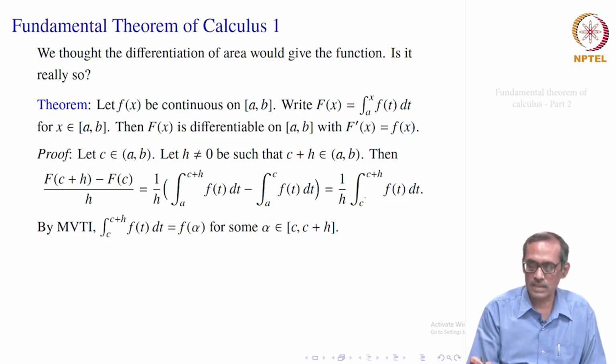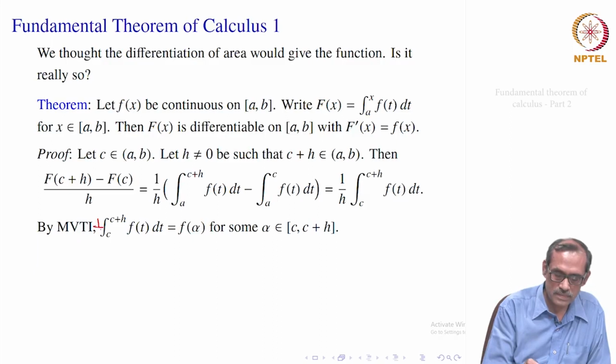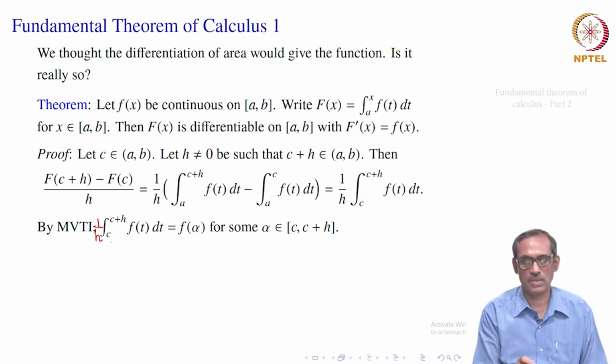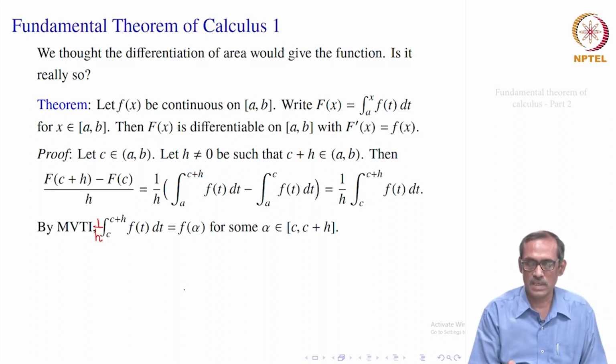Now, let us look at this integral. We can apply mean value theorem for integrals over this. So, h is the interval length, that is c plus h minus c. So, we can apply mean value theorem for integrals, which says that the value is achieved at some point. So, 1 by h times integral c to c plus h f t dt equals f of alpha for some alpha in c to c plus h.